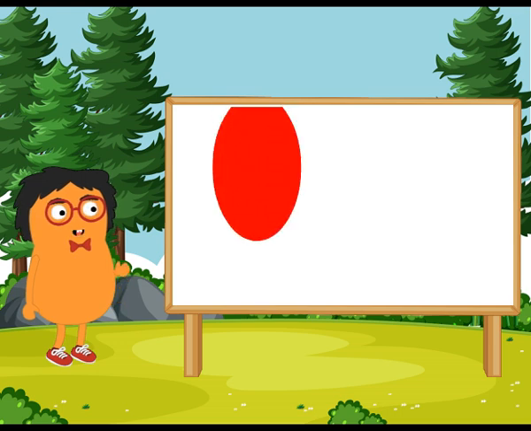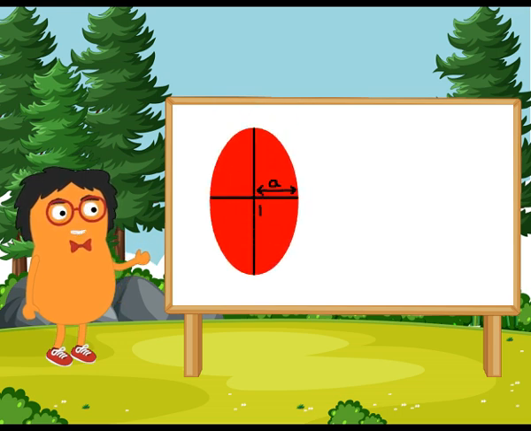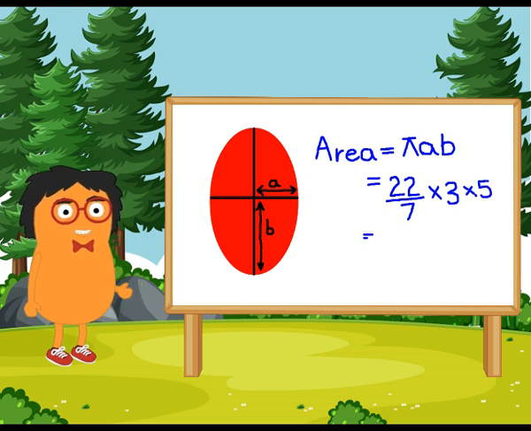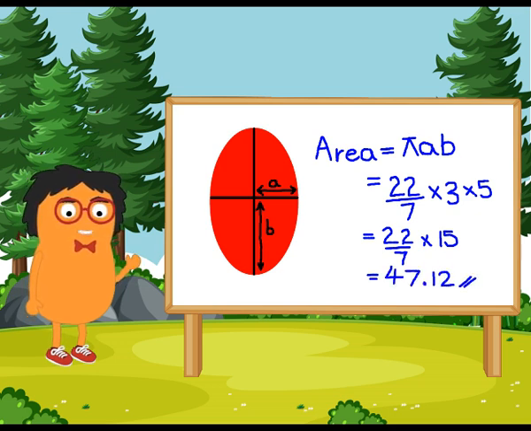Let's move on to the ellipse. The area of an ellipse is found using the formula π times the product of its semi-major axis and semi-minor axis. The semi-major axis is the longest radius of the ellipse, and the semi-minor axis is the shortest. If the semi-major axis is 5 units and the semi-minor axis is 3 units, the area would be π times 5 times 3, which equals 15π square units.